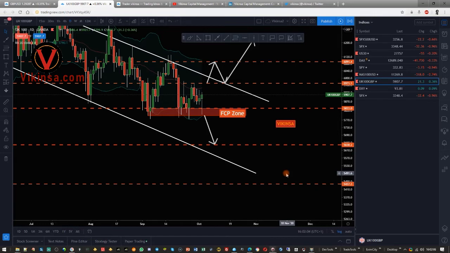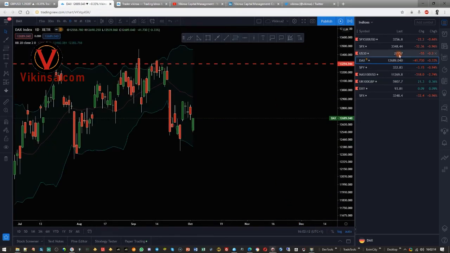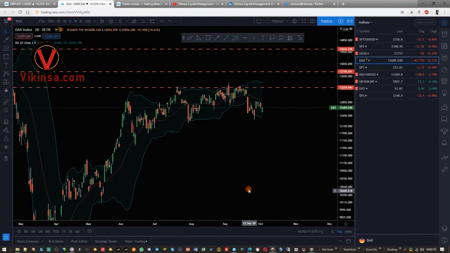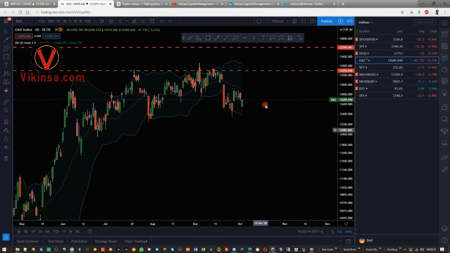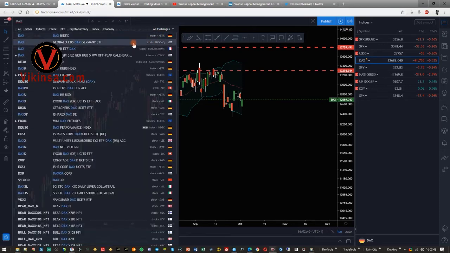Okay, one last one, because one of my followers actually requested it. So I'm going to look at DAX as well. Now DAX, I'm not looking exactly at the right chart because there are a lot of gaps here, but this is the level that we identified last time when we did the analysis, a few weeks ago, and that level is still valid. It is being tested by the market 1 time, 2 times, 3 times, and the market is still falling. Let me see if I can find a better chart for this which does not have many gaps.